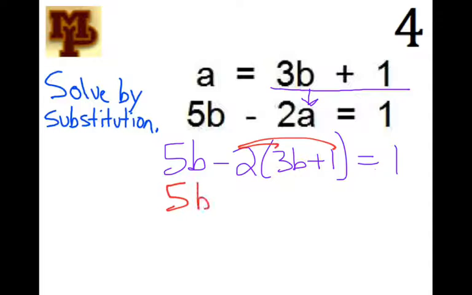So we have 5b minus 6b, and then minus 2, distributing that minus 2 to the 1.